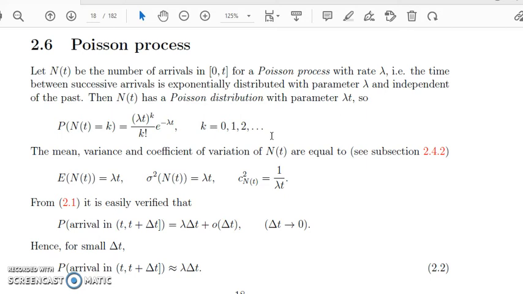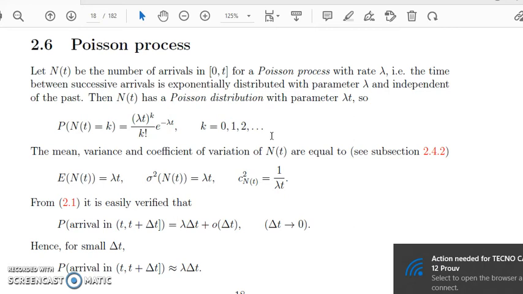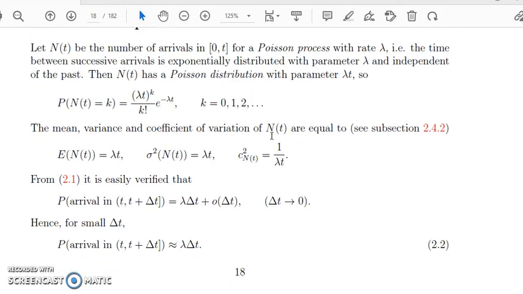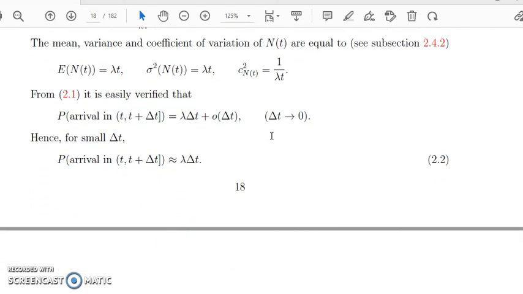Please take note. From 2.1, it is easily verified that the probability of an arrival in t to t plus delta t, a small change in t, is equal to lambda delta t plus o of delta t. Now, when delta t is so small, the probability of an arrival in t to t plus delta t is approximately lambda times the small change in time.